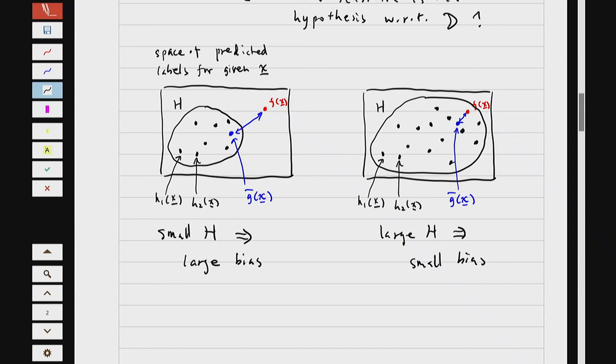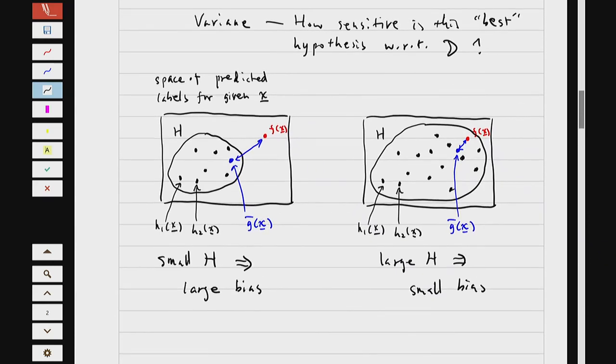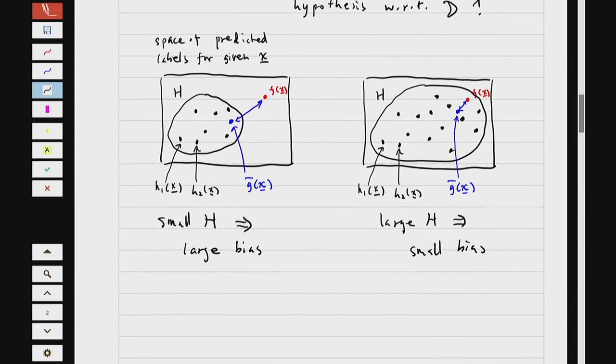Remember, the variance is the sensitivity of this best hypothesis with respect to some random quantity. A larger h, of course, will give you more randomness. So unfortunately, when you have a large h, even though your bias is smaller, you get a larger variance. Whereas a small h gives you a small variance. Therefore, there is a trade-off between bias and variance.